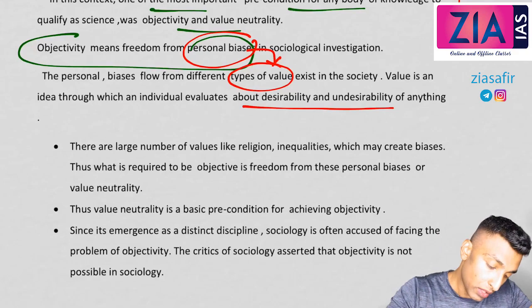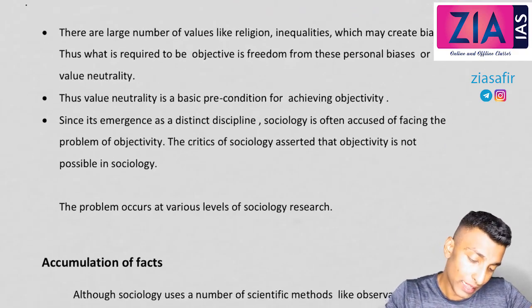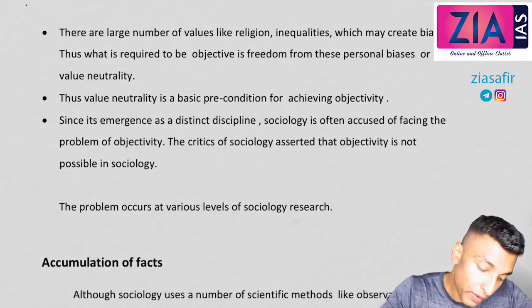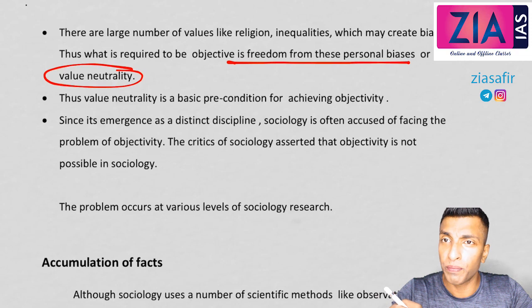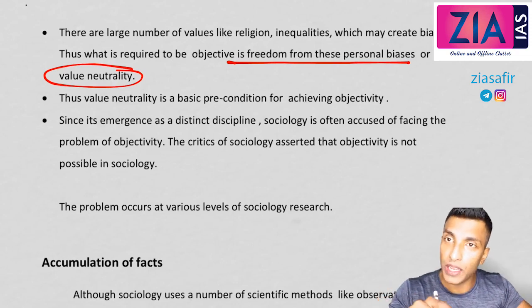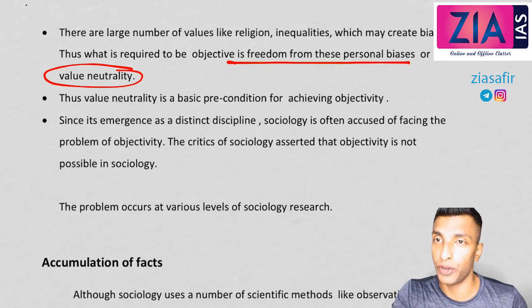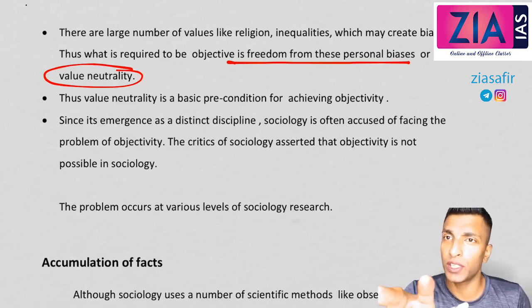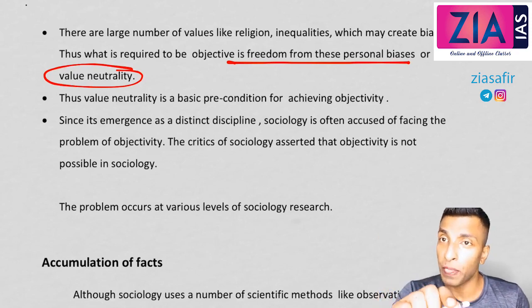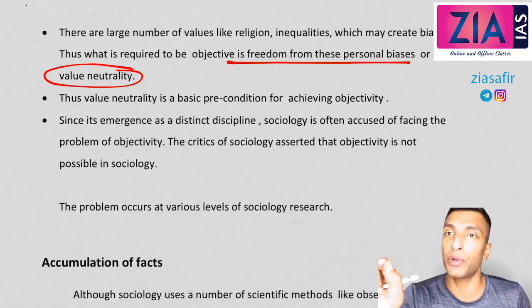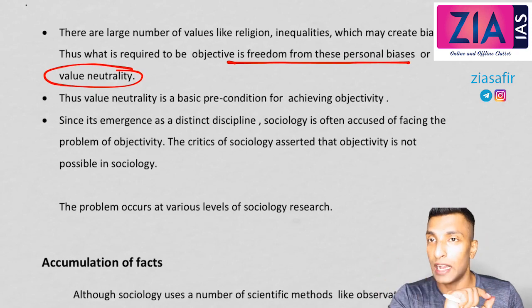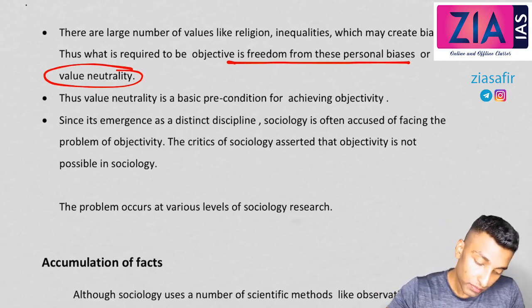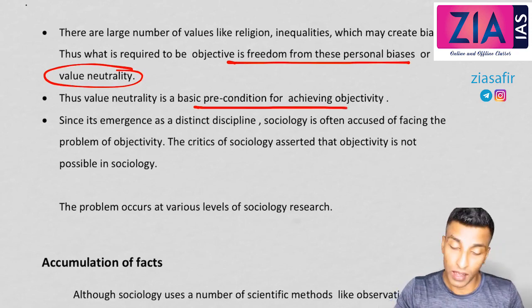Like that it goes. Now there are a large number of values like religion, inequalities, ethnicity, gender, etc. which may create biases. Thus what is required to be objective is freedom from these personal biases, or value neutrality. So what do you need to do to be objective? You need to be value neutral. So one of the preconditions for ensuring objectivity is value neutrality. Okay, so do you think value neutrality and objectivity are one and the same? Not one and the same, but almost the same. If you need to ensure objectivity, value neutrality is a precondition, the most important condition. 99% value neutrality is connected to objectivity. Okay, so value neutrality is a basic precondition for achieving objectivity.